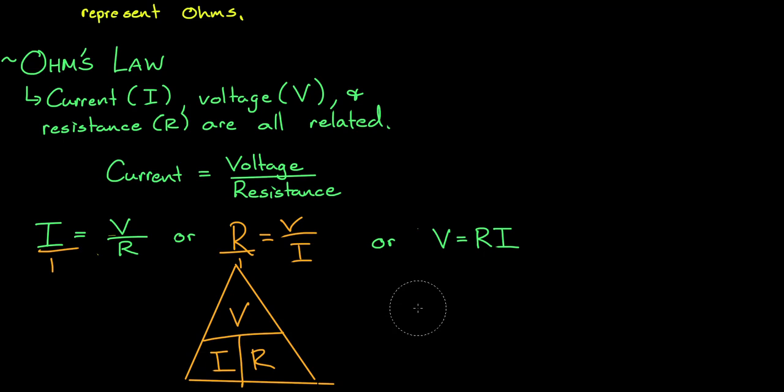What's the value in this triangle and how do we use it? Why do I draw this triangle for you guys? So it's easier. Why is it easier? How does it work?